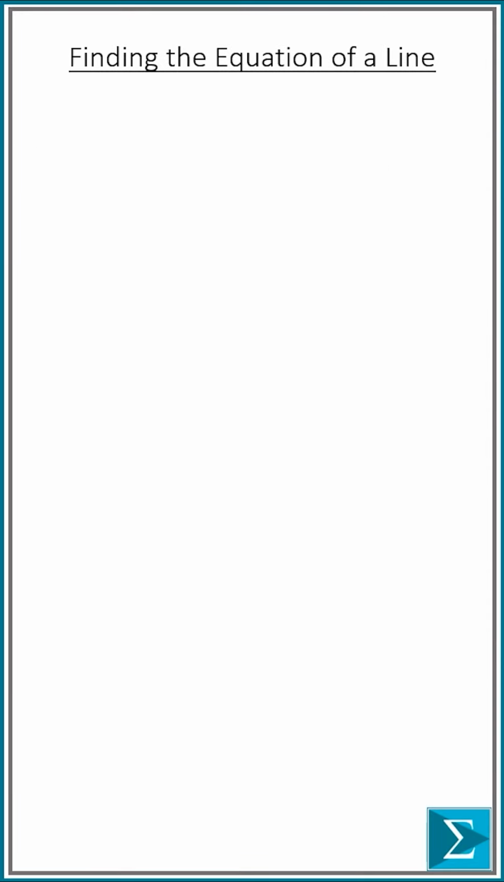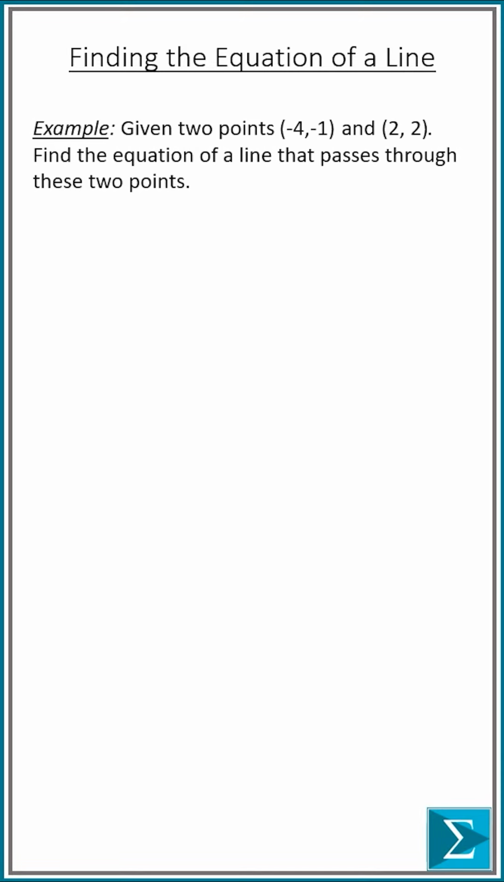The last thing I'm going to teach you is how to find the equation of a line. As previously mentioned, to find a line, all you need is 2 points. In this case, we are given the coordinates of 2 points, and we have to find the equation of a line that passes through them. We'll start by writing a general equation in slope-intercept form. To find the slope, we use the slope formula.